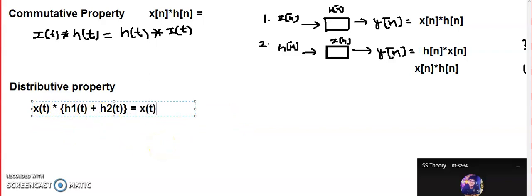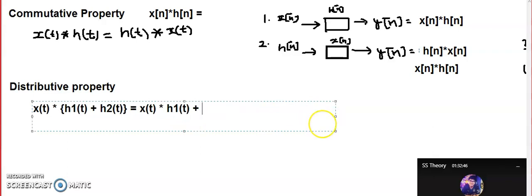x(t) convolution with h1(t) plus x(t) convolution with h2(t), like this. Okay, this is called distributive property. It means that this convolution operation gets distributed like this. Okay, what does it mean?